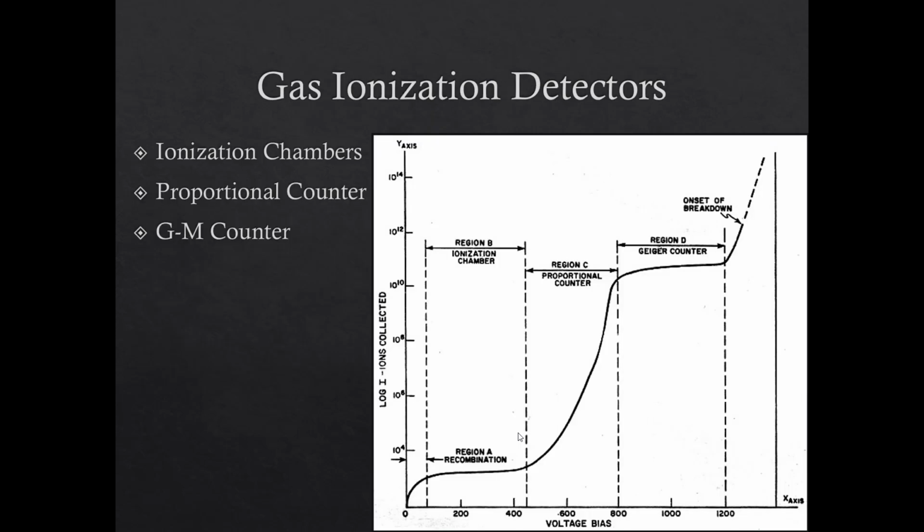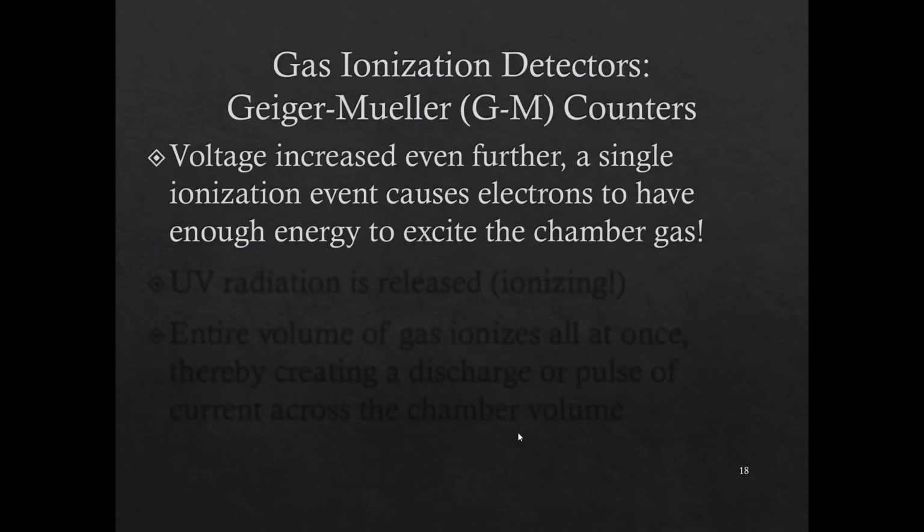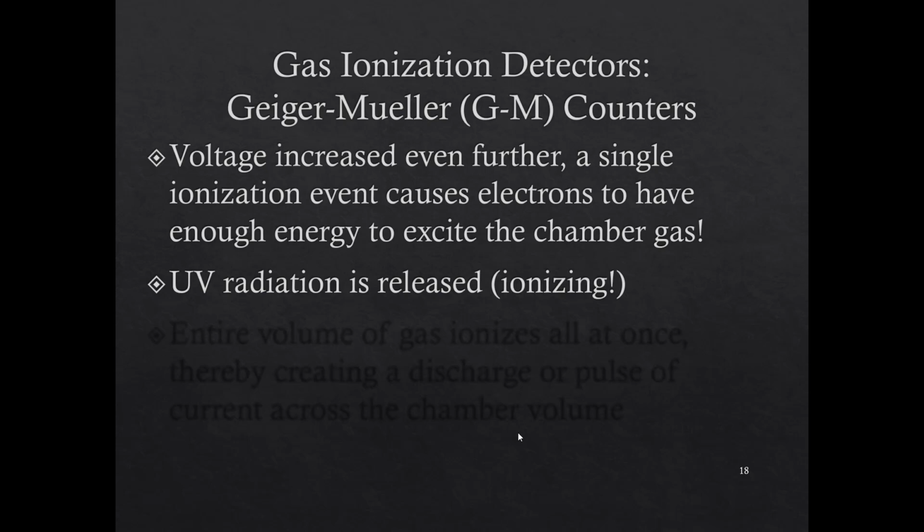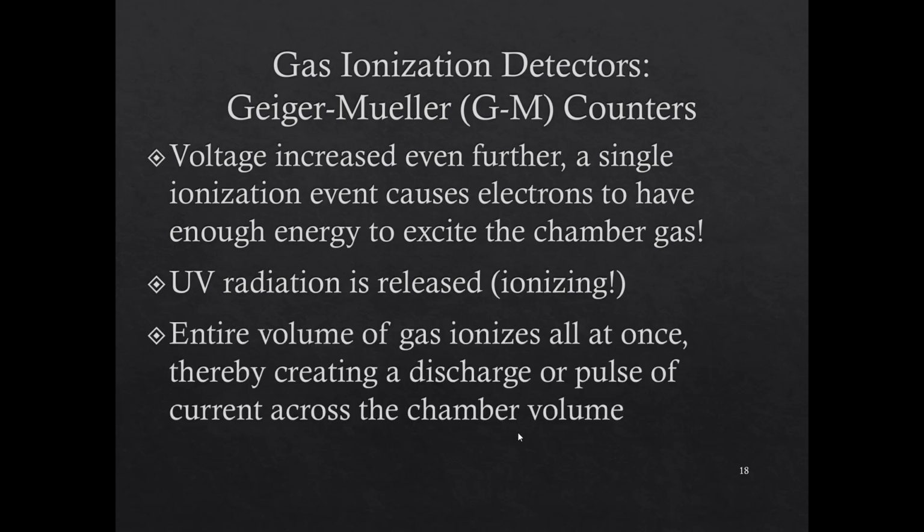The next region is going to be the GM counter. This is where you increase the voltage even higher, and now you're going to have another plateau region. But what's different here is that a single ionization event creates this avalanche, but this avalanche causes the chamber gas itself to become excited. So what you have is UV radiation that's released, and it's ionizing. You'll have the entire volume of gas ionized all at once, and you get this single pulse.